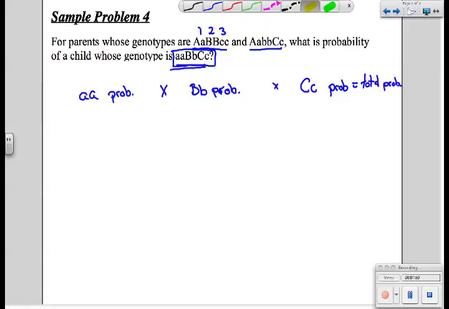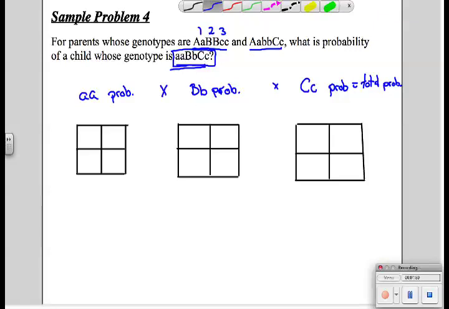So let's set up some squares and see what the results of this are. Let's consider the probability of each trait separately. For the A's, what am I crossing? One parent is heterozygous for the A trait, and the other parent is heterozygous for the A trait. So I'm going to put one parent's gametes down the side, the other parent's gametes across the top, and solve my cross.